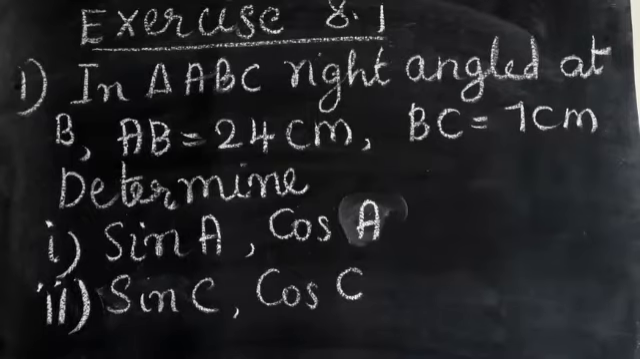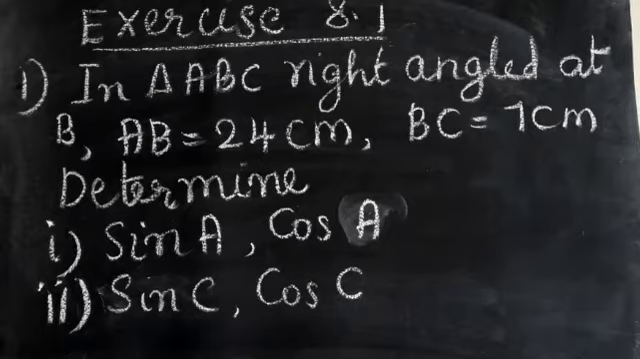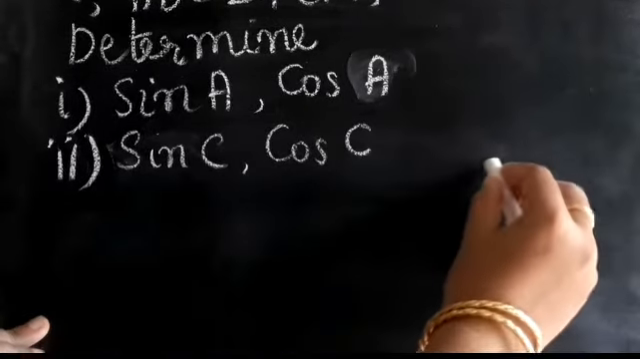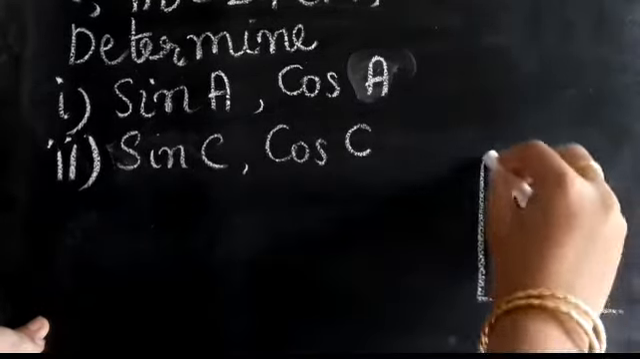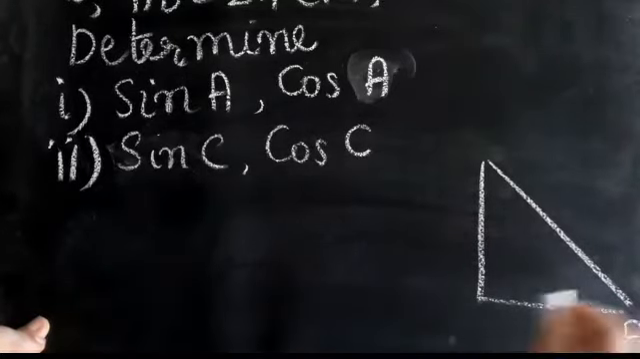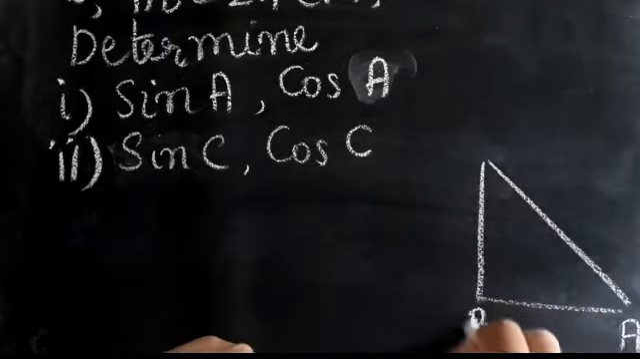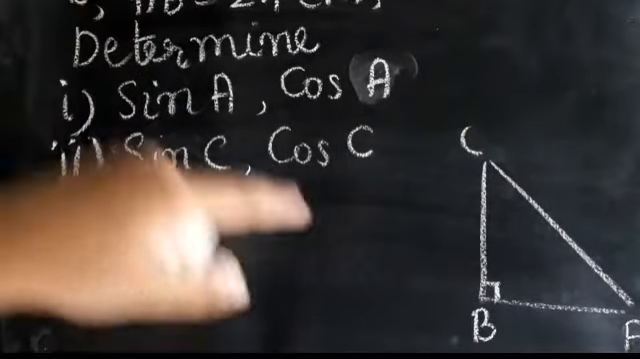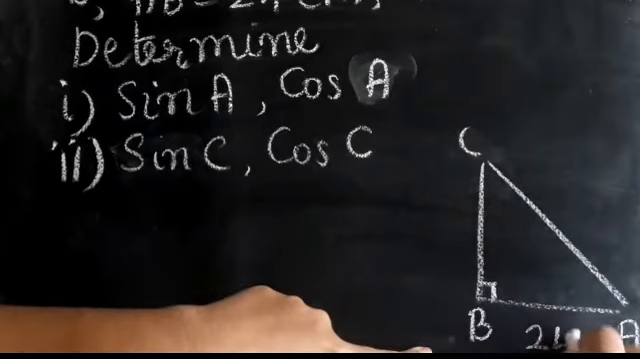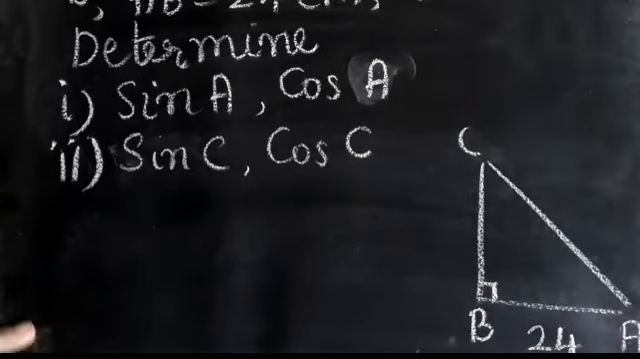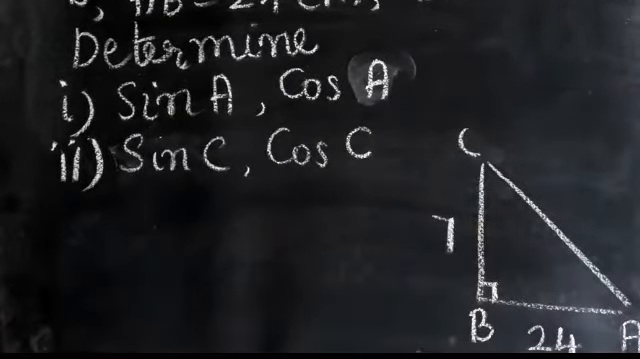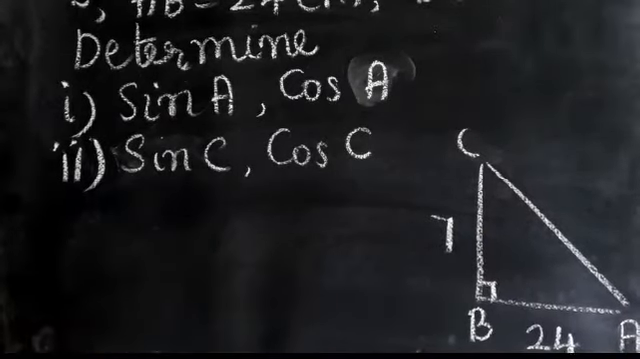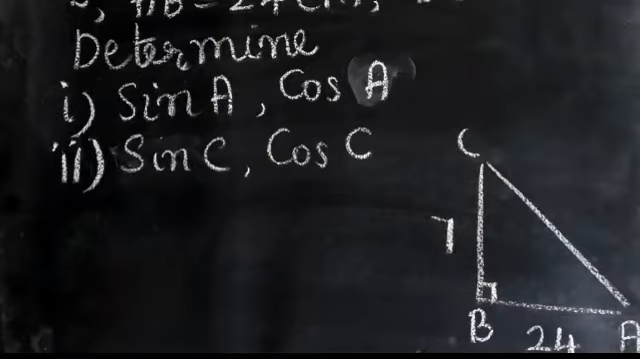Okay, for solving this problem, first you draw a right triangle, right angled at B. And it is given in the question, AB is equal to 24 and BC is equal to 7. So one more side is remaining. What is that? AC. That side you can find out using Pythagoras theorem.